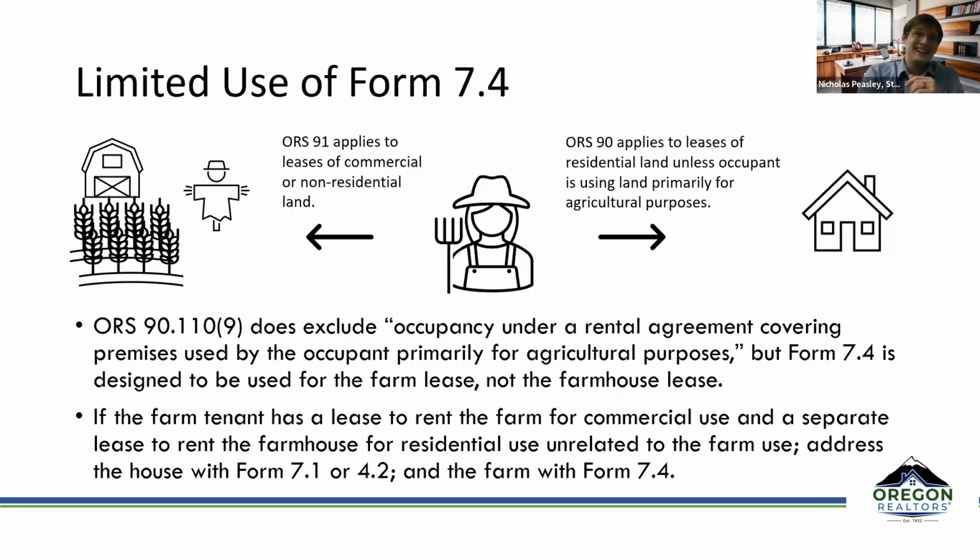The limited use of it, ORS 90.110(9). This is the Residential Landlord Tenant Act from Oregon law. It expressly excludes occupancy under a rental agreement covering premises used by the occupant primarily for agricultural purposes. So that means if you're renting the whole farm and the farmhouse all at once to run your farm, landlord-tenant law doesn't apply. If you have two separate documents, one lease that lets you rent the farm and one lease that lets you rent the farmhouse, that farmhouse lease is Residential Landlord Tenant Act. Form 7.1 or 4.2 goes into that one. But the farm itself, that separate agricultural one, that's its own separate document. So be aware, depending on the usage of the form.